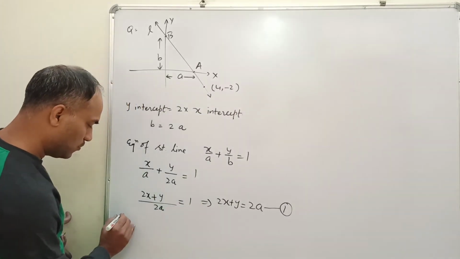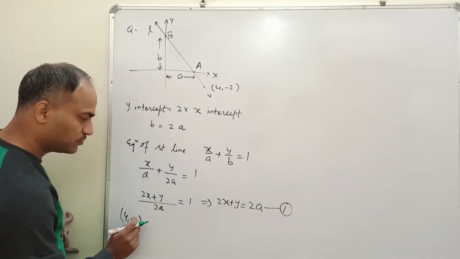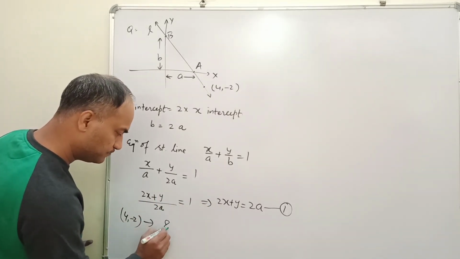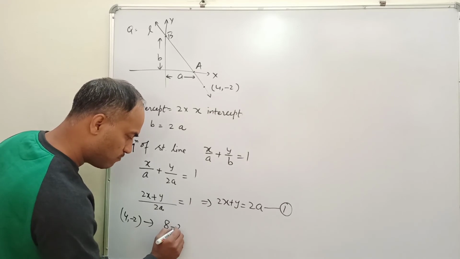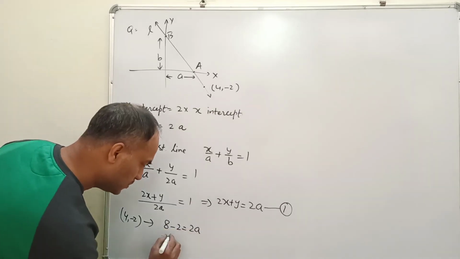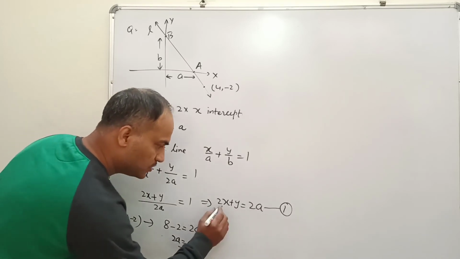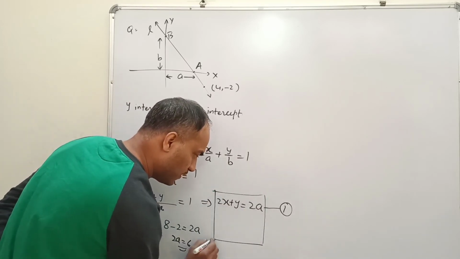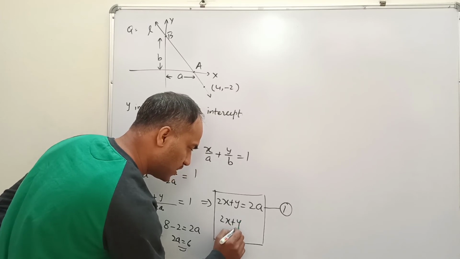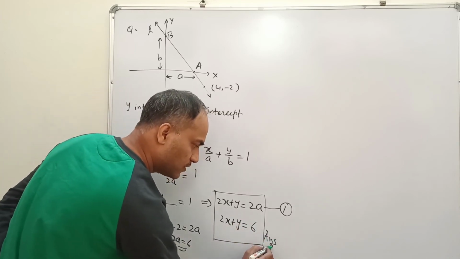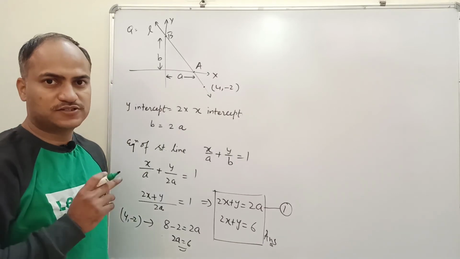Now this straight line passes through (4, -2), so let us put this point on the line. We get 2 times 4 minus 2, which is 2a. So 2a becomes 6, and we require 2a only. So our equation of the required line is 2x + y = 6. This is the final answer for this question.